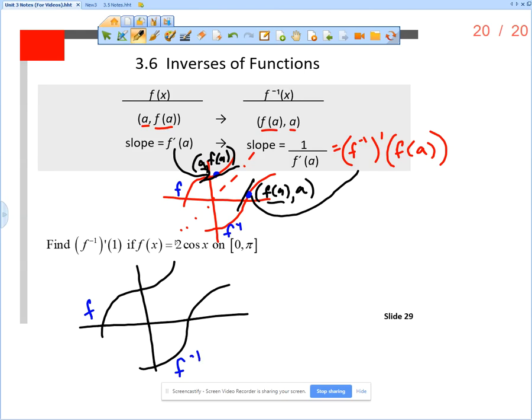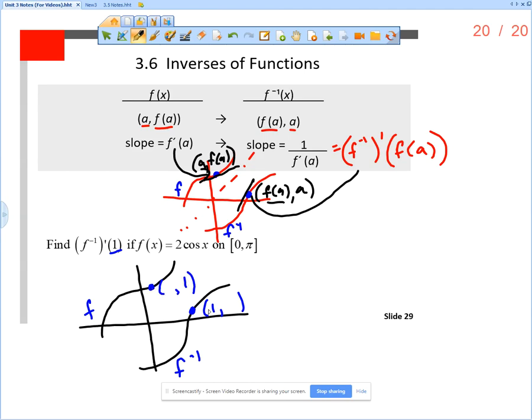Now, important to remember, if I have 2 cosine x, this is in fact a monotonic function from 0 to pi. Like if I think about cosine from 0 to pi, that would look like this. Now, I drew it like this because I'm going to draw every picture like that. But it is true that cosine would have an inverse on that interval. So now I'm going to label these points. It says find f inverse prime of 1. So 1 is the x value on f inverse, which means 1 is the y value on f.